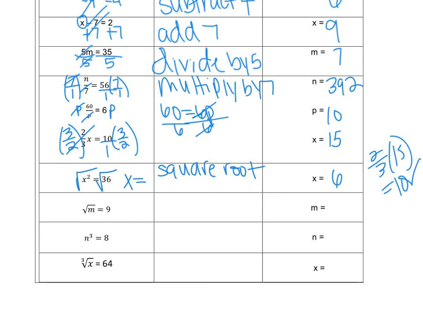And then you could do the opposite. So if I have the square root of m equals 9, the opposite of taking the square root would be to raise it to the second power. So I need to raise each side to the second power. The square root of m squared is just m, and then it would equal 9 squared. So 9 squared is 81. So the opposite of taking the square root would be to square.